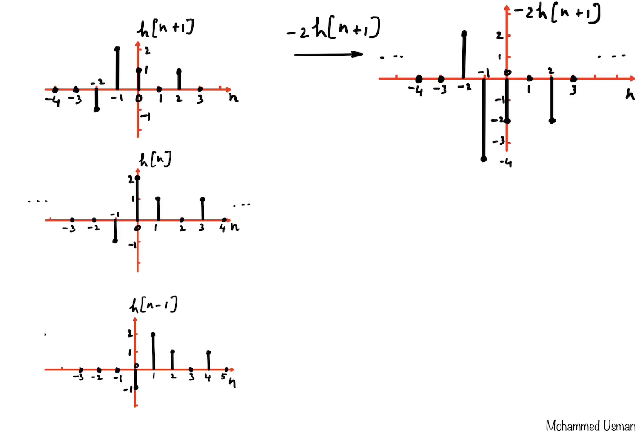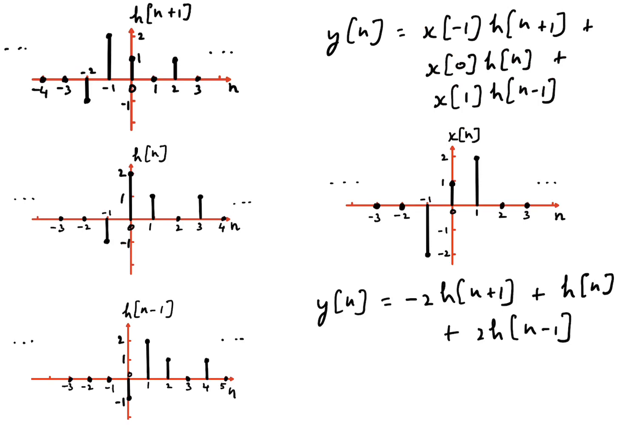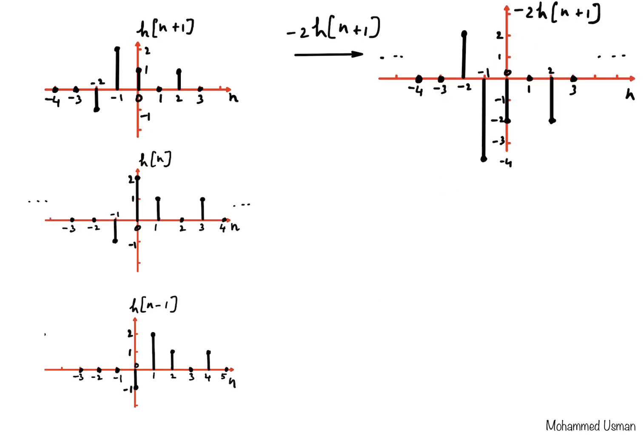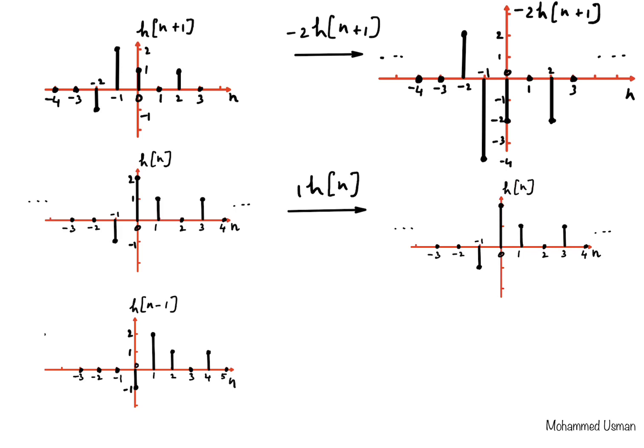Similarly, the second term that we have in our summation here is plus h of n, because x of 0 is 1. 1 times h of n is h of n. So we'll have this h of n as it is. So we have now put the h of n as it is over here. So it is 1 times h of n, which is h of n. So it's just a copy of h of n now.